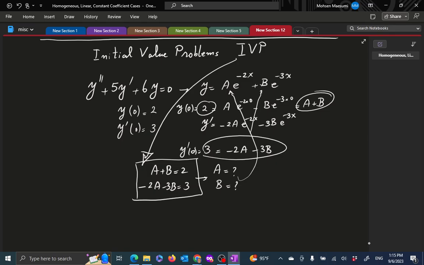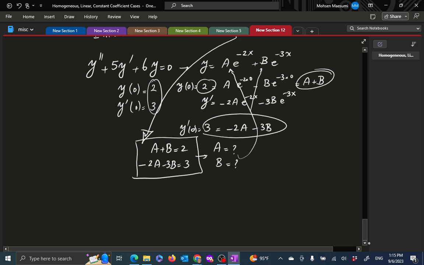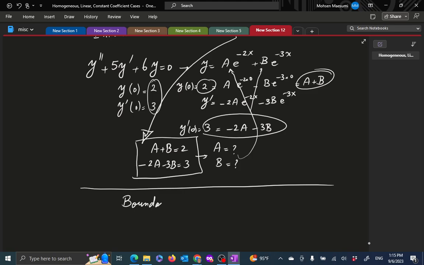In that case, I say I have a special solution. Special, what's special about it? Special with respect to whatever my IVP was. So that's an example of an initial value problem. Something close to this is referred to as a boundary value problem, abbreviated as BVP.